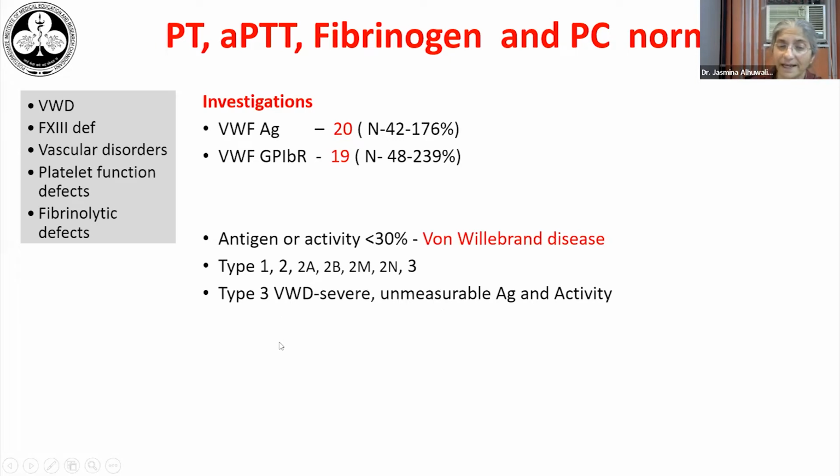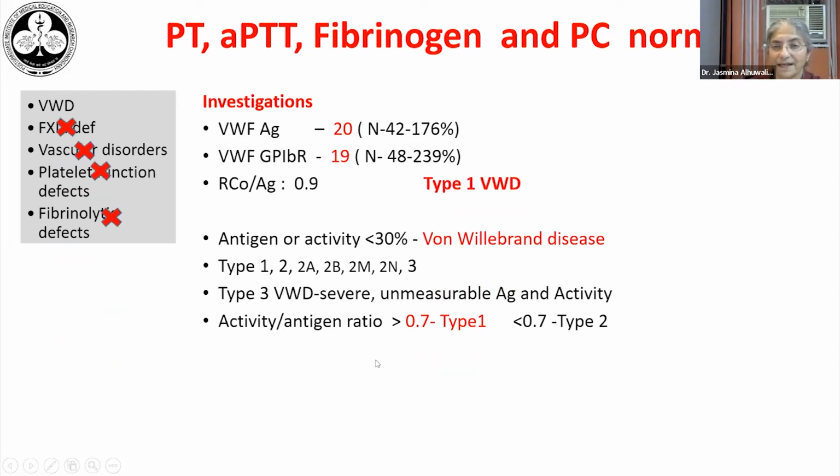To differentiate between type 1 and type 2 von Willebrand disease, we need to calculate a ratio of the activity to antigen. So in this case, the activity is 90, the antigen is 20, so the ratio is 0.9. And if this ratio is more than 0.7, which means both the activity and antigen are proportionately reduced, then that indicates a type 1 deficiency. Whereas if the activity is more decreased as compared to the antigen, that indicates a type 2 von Willebrand disease.